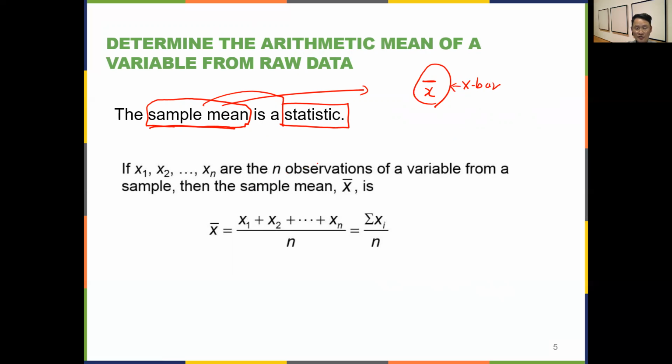So how do you actually find X bar? What's sample mean? Well, the technique is the same thing, right? You add every single data point in that sample and you divide by the sample size. So this lowercase n is actually what? Sample size, right? Sample size. So let's go back.